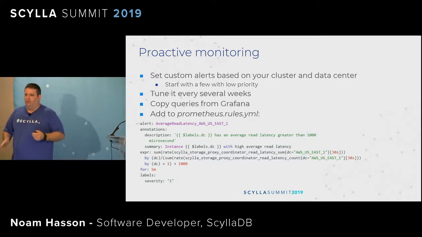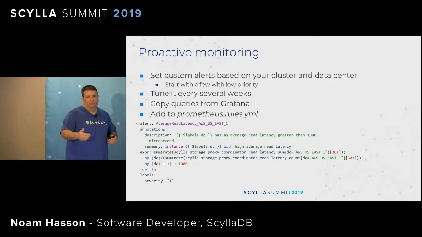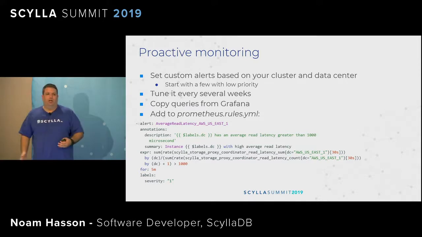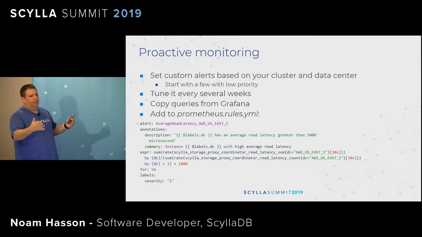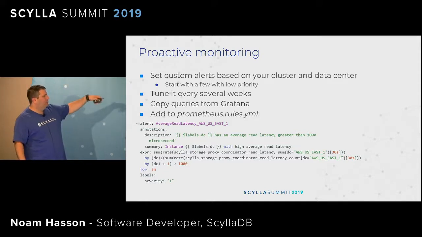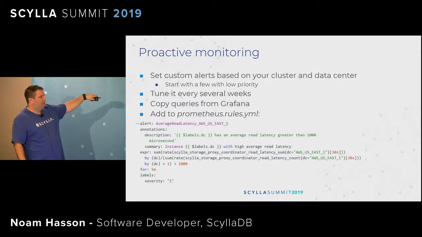So always with alerts, you have to be very careful. You don't want to create too many alerts because then you'll start just filtering them out. Start by creating a few alerts with very low priority and keep tuning them every several weeks. For example, you can take the average read latency of the last couple of weeks and create an alert for when latency goes over twice that. This is how we configure it, again, so you can reference it later.